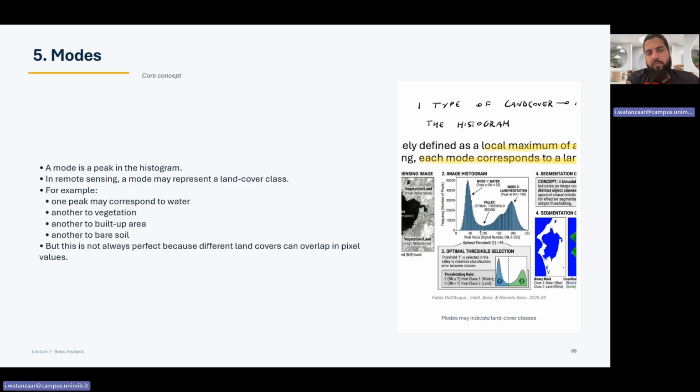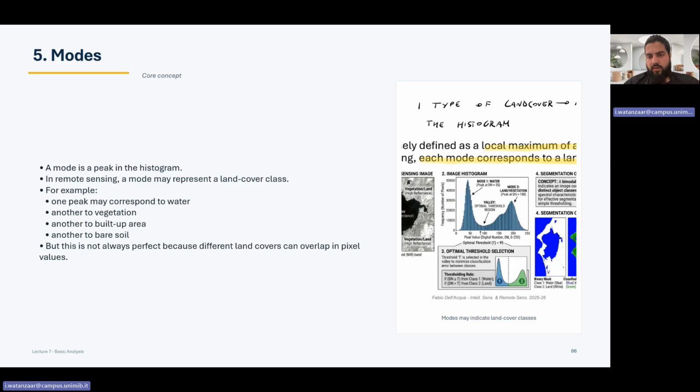For example, one peak may correspond to water. In the histogram, let's suppose water, it will show one peak. Vegetation may represent a different peak. Built-up areas or bare soil will be different. These are the classes that can be shown in the form of modes.